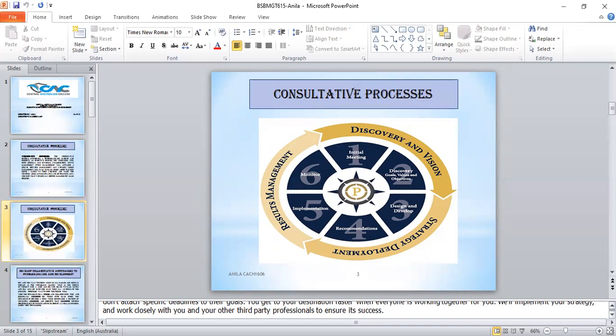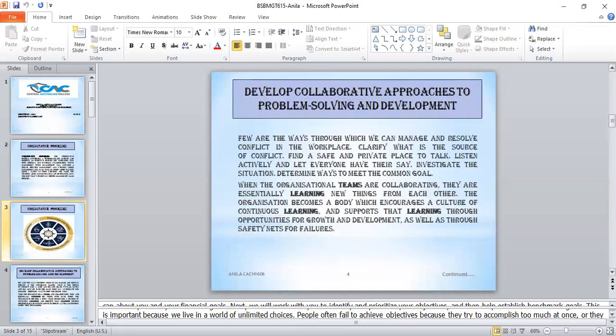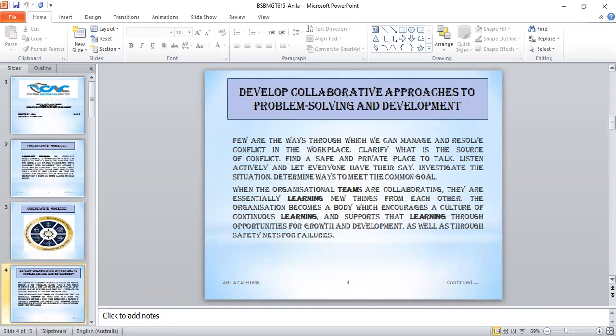development. So, in the consultative process, discovery and vision, the first stage is an initial meeting. The second stage is discovery of goals, values, and objectives. Then strategy development is designing and developing strategy, and fourth is recommending, and then results management is implementation, and sixth is monitoring.